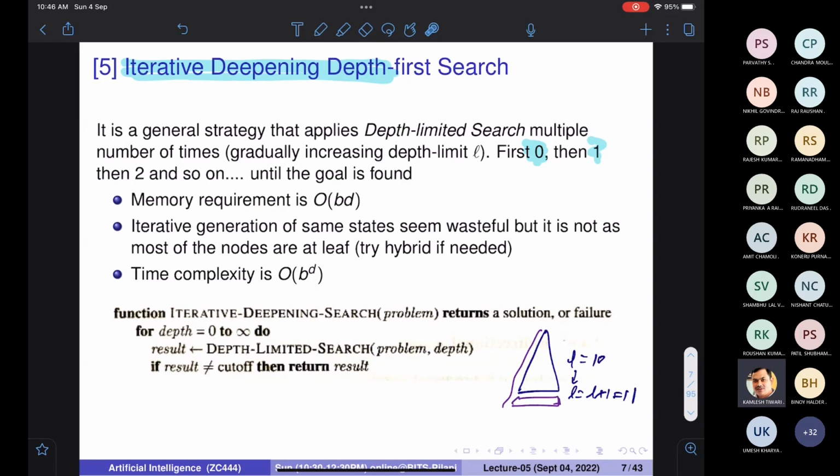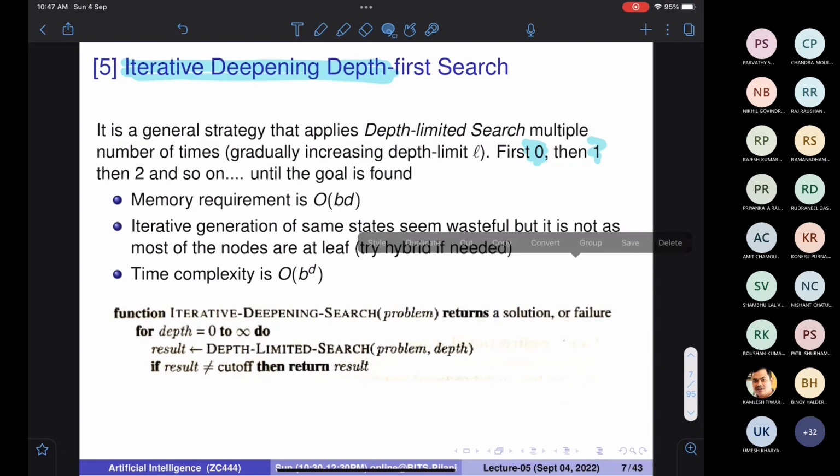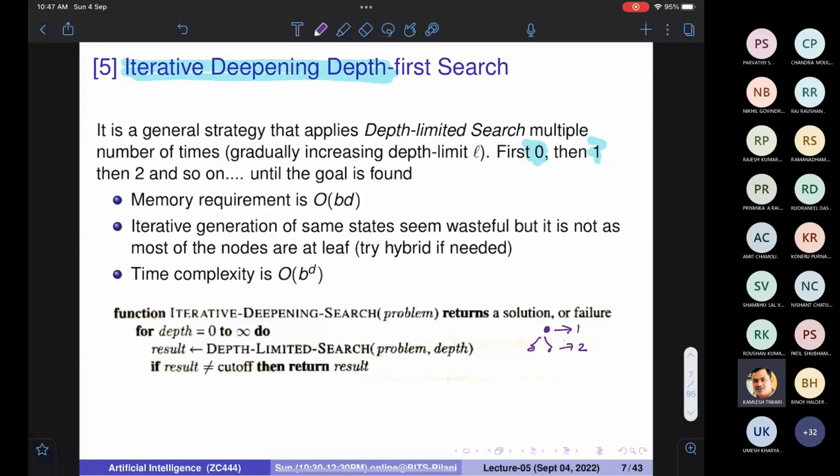But actually, your thinking is right. But let's investigate how many items are here. Okay, so let me give you the idea. Just for the sake of clarity, let's take a binary search tree. How many items are there? At the root there is one item. In the next level, how many items are there? There are two items.